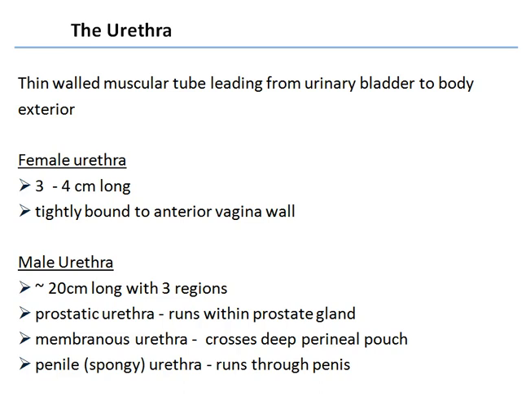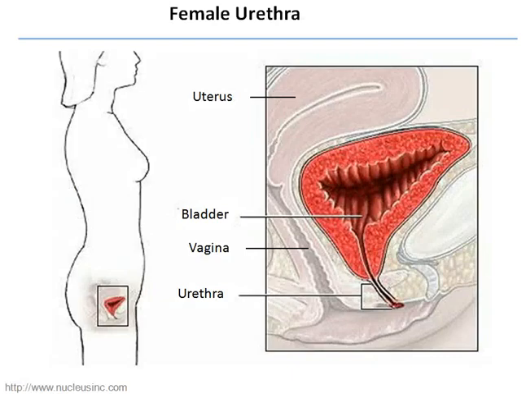This shows the basic structure of the female urethra. Notice the urinary bladder here and the relatively short urethra, which is tracking to the anterior wall of the vagina.